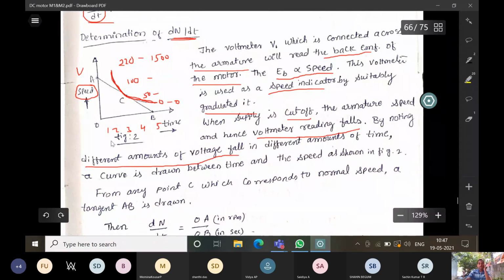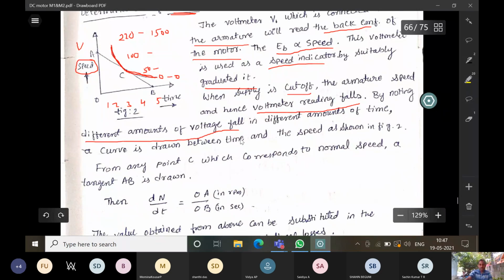Now a curve is drawn between time and speed. Draw the curve that is shown in figure 2. At any point C, this is point C, this is point A, and this is point B. Draw the tangent to the curve at point C.